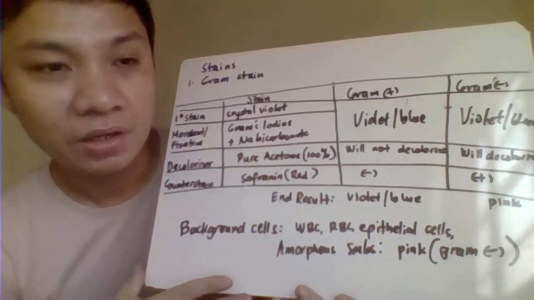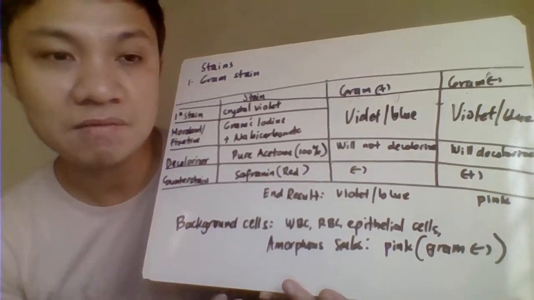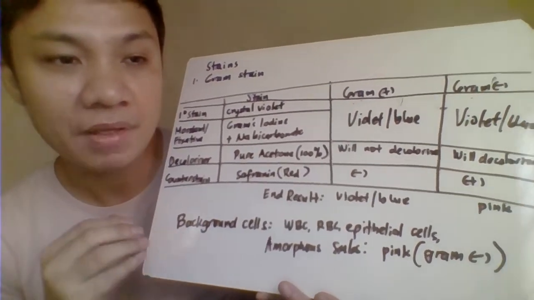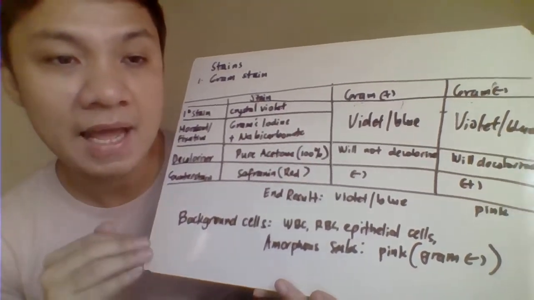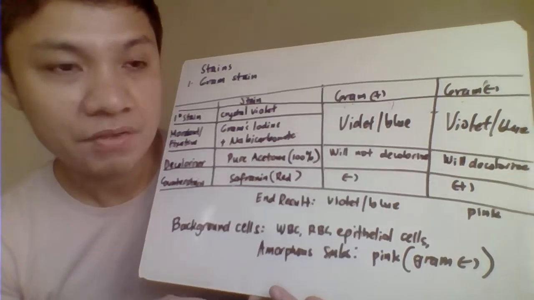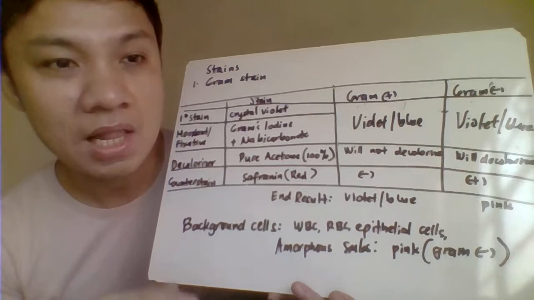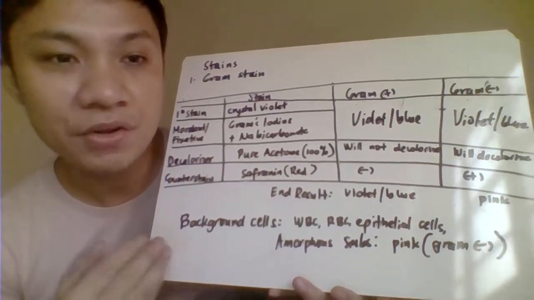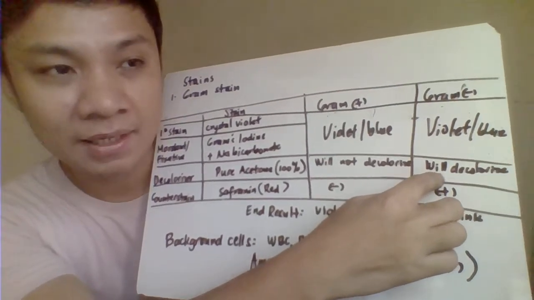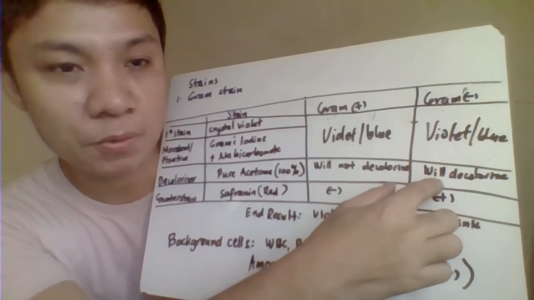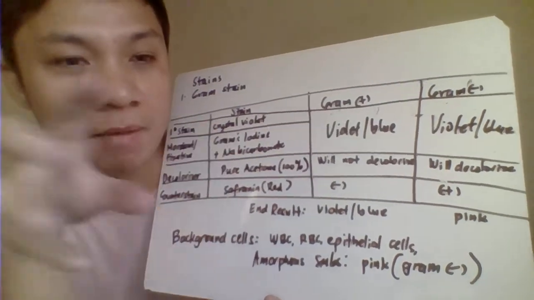How about with your gram-negative? Remember that your gram-negative cell wall is made up of a thin peptidoglycan layer, but it has a very thick lipid layer. So if you apply your pure acetone, it will eventually dissolve your lipid component. When the lipid component is dissolved, your cell membrane becomes porous. Porous means it will have pores, many holes.